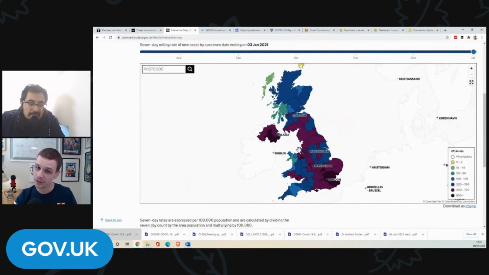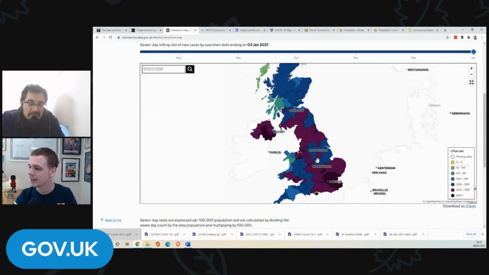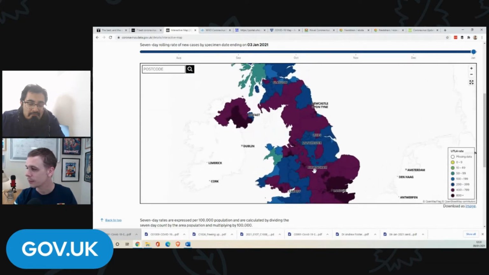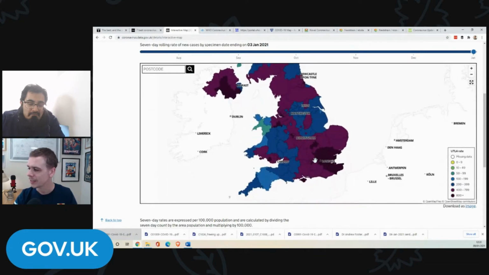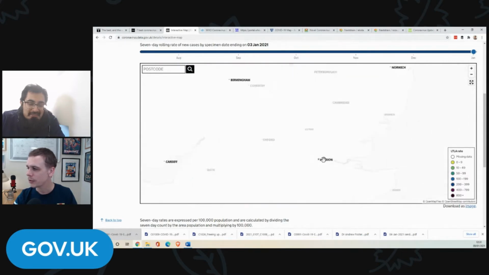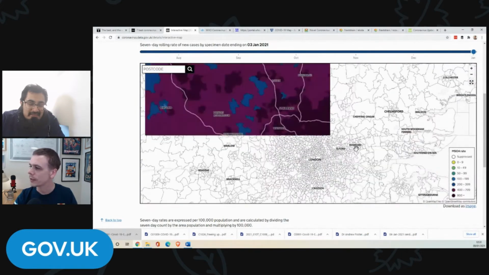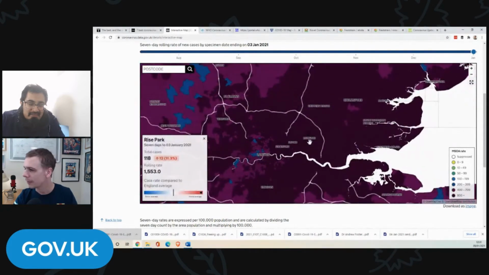So this looks a little worse than it did a few days ago when I was last checking in. And obviously the deeper red to purple, the color is the worst. And you can see the southeast looking pretty grim, unfortunately. Not faring well at all. I mean, just zooming in and looking at some of these boroughs in London.